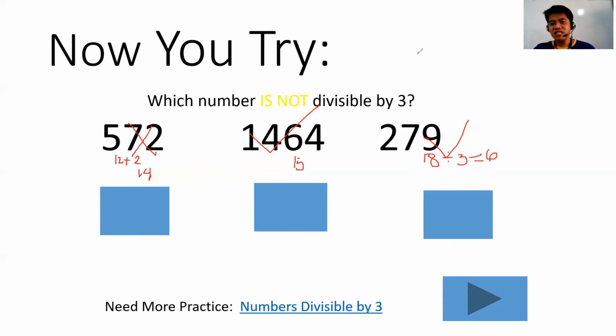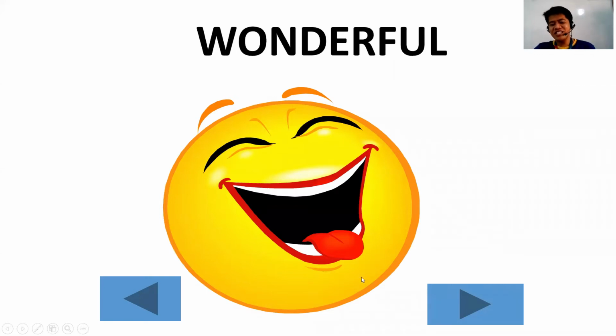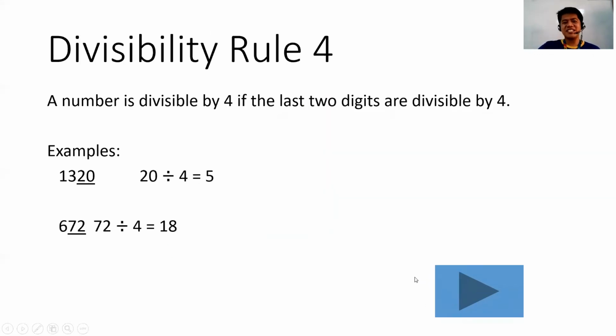So tamang sagot natin na si 572, pero kinakabahan pa rin ako. I-click daw natin to kung tama ba ang sagot natin. Very good. Our answer is correct. And now, let's proceed to divisibility rule number 4. When we say divisibility rule number 4, titingnan lamang natin ang last two digits. If divisible by 4, sorry. Kasi kapag divisible by 4 ang last two digits, it is divisible by 4.